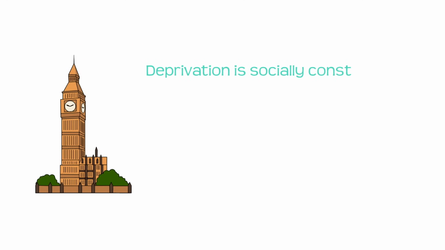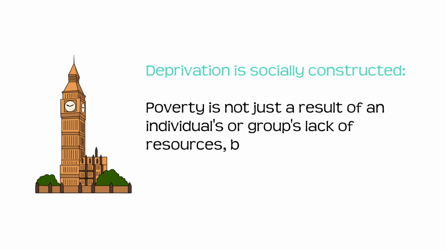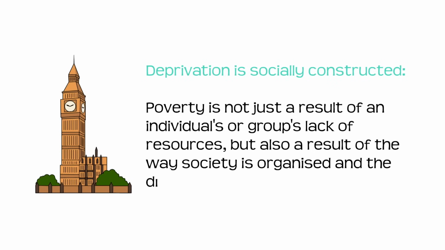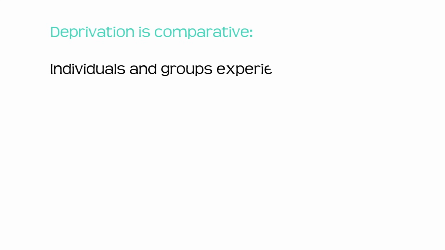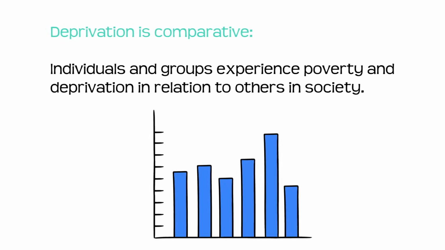Deprivation is socially constructed. Poverty is not just a result of an individual's or group's lack of resources, but also a result of the way society is organised and the distribution of resources. Deprivation is comparative. Individuals and groups experience poverty and deprivation in relation to others in society.